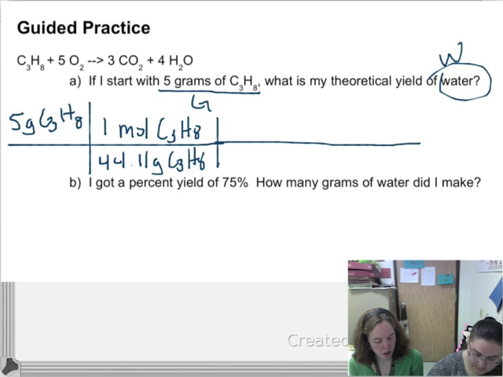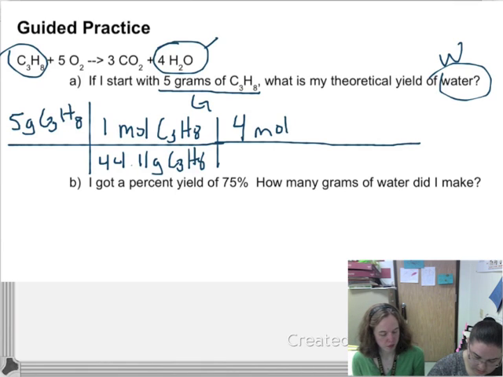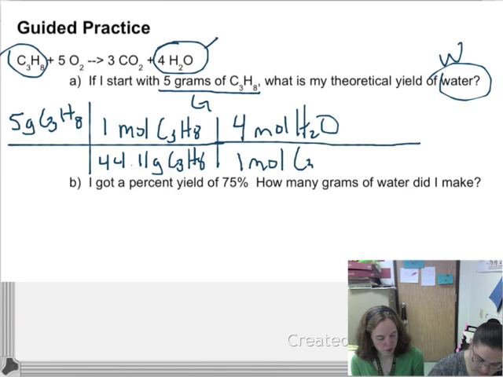So then what are we going to use? My molar ratio is going to be between these two. I want water, so it goes on top. So I've got 4 moles of H2O over 1 mole of C3H8. And then my last step is going to be getting to mass of water, because theoretical yield always has to be mass. Always go into grams.